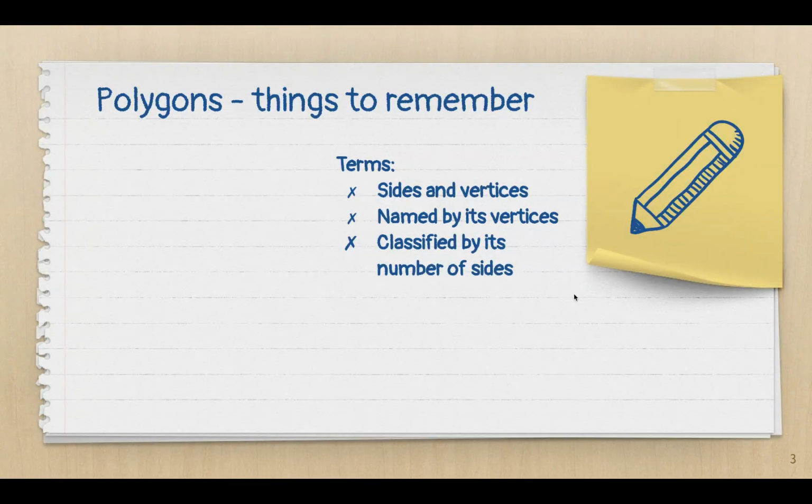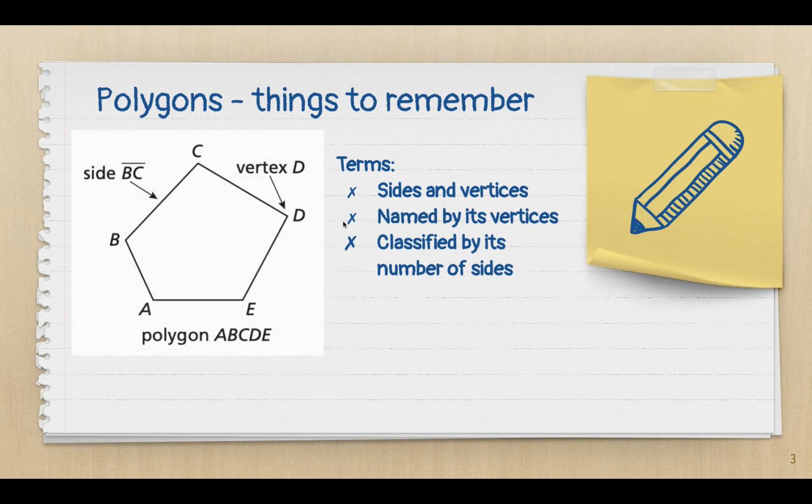Here are some other things that you need to remember about polygons. You need to remember the sides and the vertices, how to name polygons, and how to classify polygons. So in this diagram, we have this polygon, and the sides are these line segments. Each one of these line segments is a side. So how many sides are there? 1, 2, 3, 4, 5. So this polygon has 5 sides. Each one of these corners or angles is a vertex, and the plural of vertex is vertices. So this polygon has 5 sides and 5 vertices.